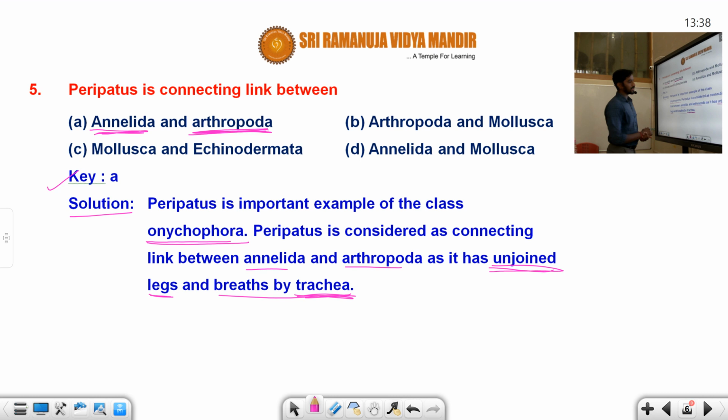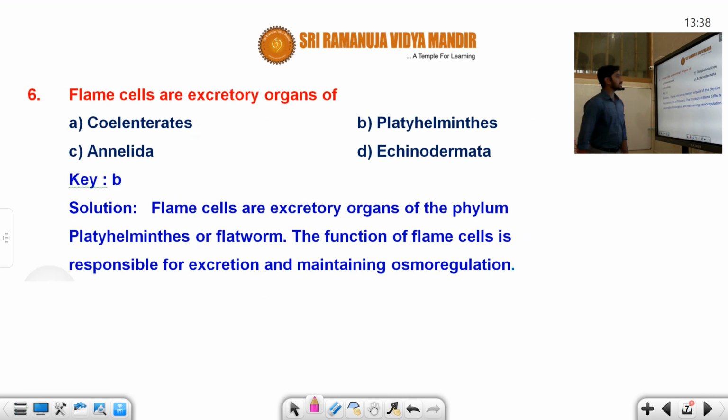The next one is another very easy question, and I have discussed it many times earlier. The flame cells: if you are talking about flame cells, you need to remember that they are responsible for excretion and osmoregulation. Where are they found? They are found in Platyhelminthes, also called flatworms. Coelenterates do not require them, as pores are available. Annelida have nephridia, and Echinodermata have a kidney-like appearance. So the correct answer for the sixth one is B.